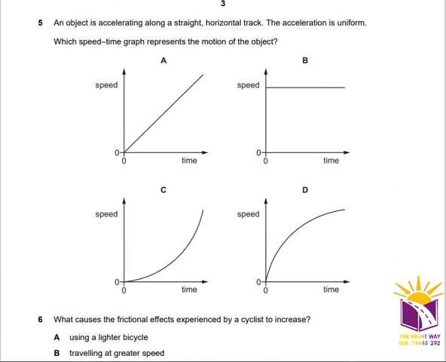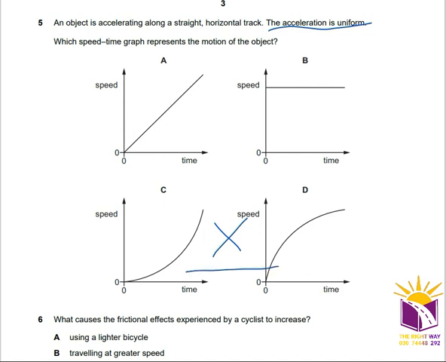Question number 5. An object is accelerating along a straight horizontal track. The acceleration is uniform. Which speed-time graph represents the motion of the object? So these two, C and D, are non-uniform, because the curved slope means non-uniform acceleration. In these two parts, the body is accelerating but non-uniformly.